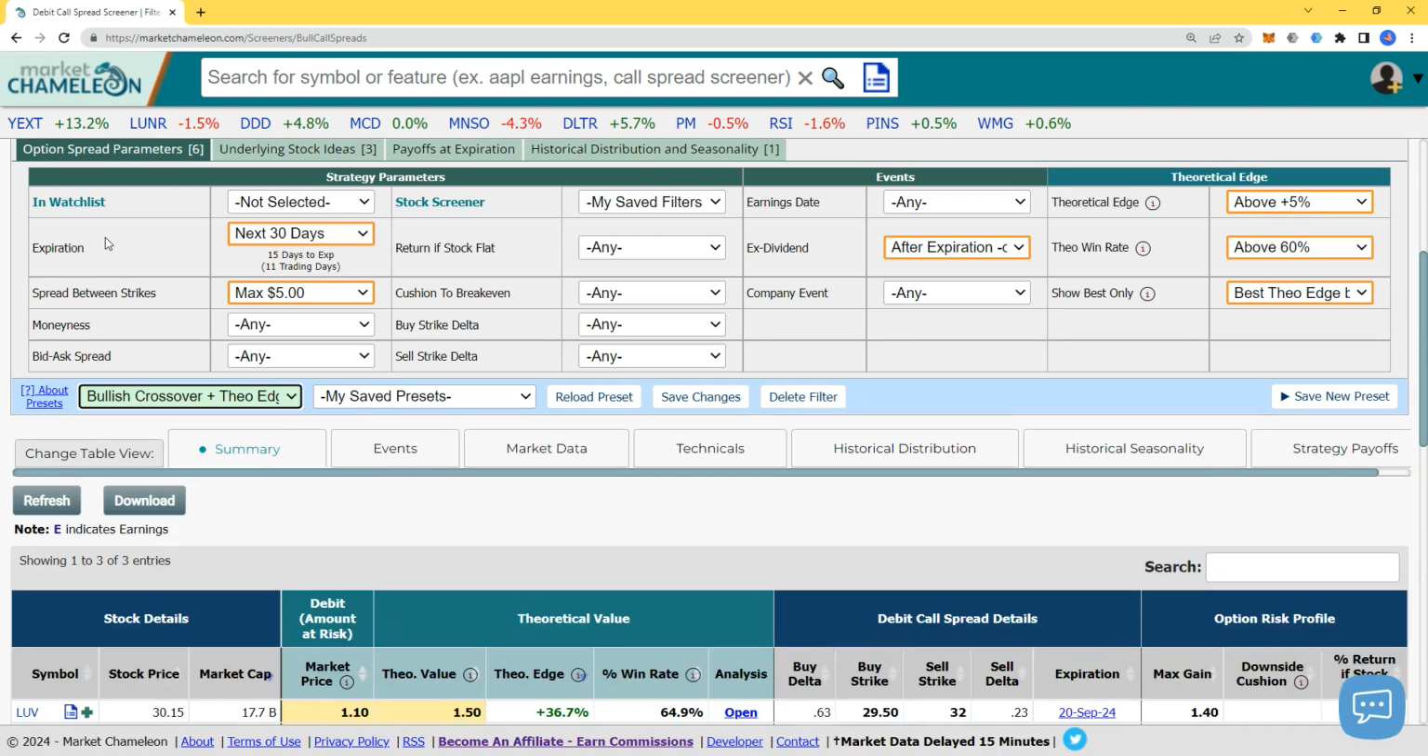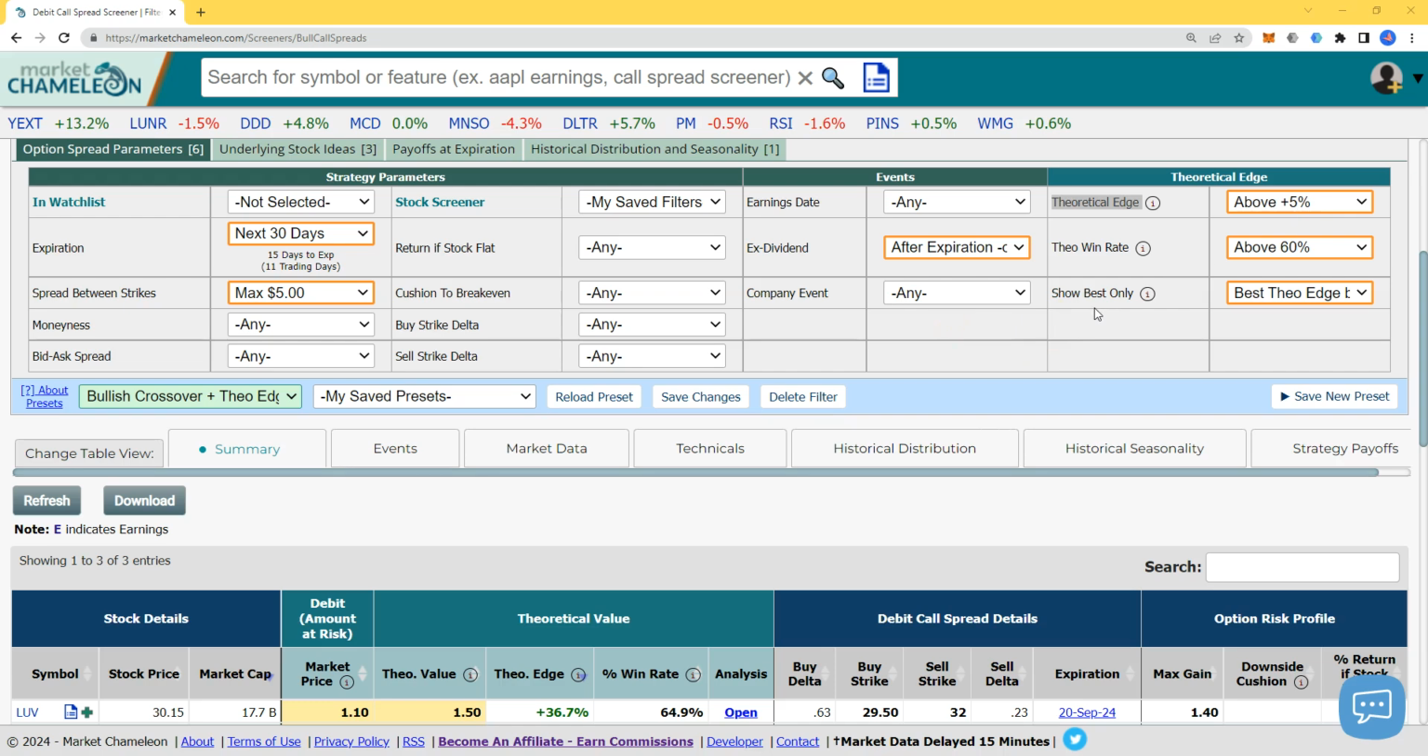So you got the filters: expiration, the next 30 days; this call spread, max $5 spread between the strikes. This is fine. It gives you all the options up to $500 max payment. Dividend, it says after expiration. Earnings doesn't mean anything, which means earnings can be tomorrow, and you're bullish on a stock, so maybe the stock will go up post earnings. Theoretical edge at least 5%, so you will pay less on that debit spread based on history.